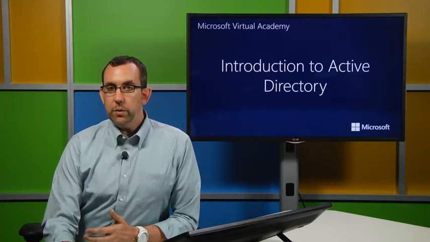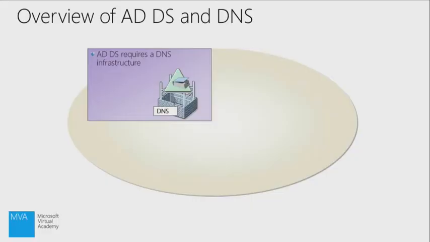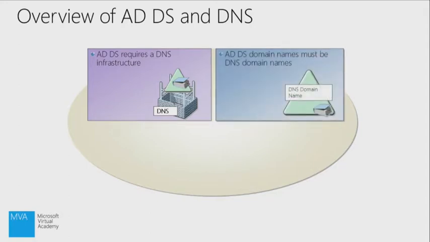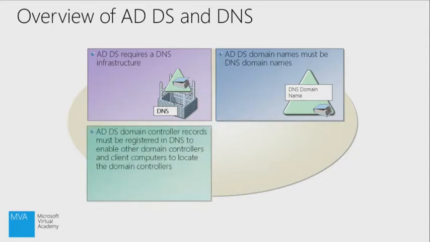A quick overview of the two and how they interact. ADDS requires a DNS infrastructure, which we just talked about. ADDS domain names must be DNS domain names, and that is to say fully qualified domain names. ADDS domain controller records must be registered in DNS to enable other domain controllers and client computers to locate them. This is an automatic process. Given that your DNS infrastructure is installed and functioning correctly, those records, called SRV records, will be created automatically in DNS for other domain controllers and client computers to find and use.